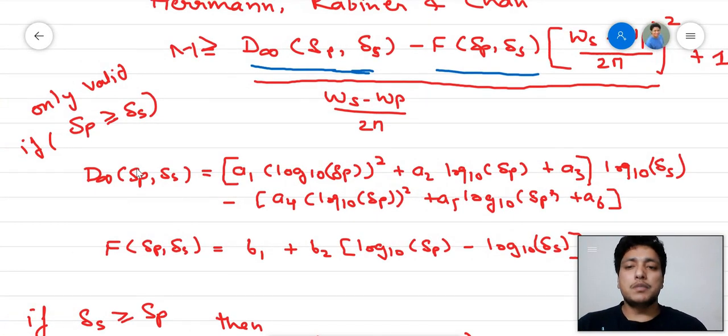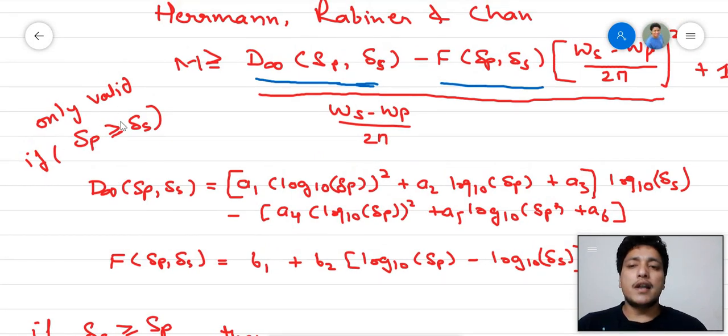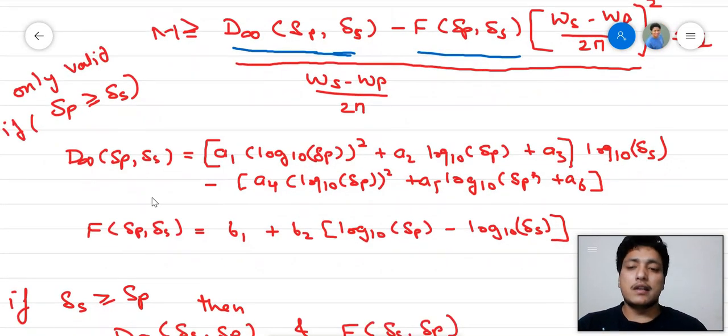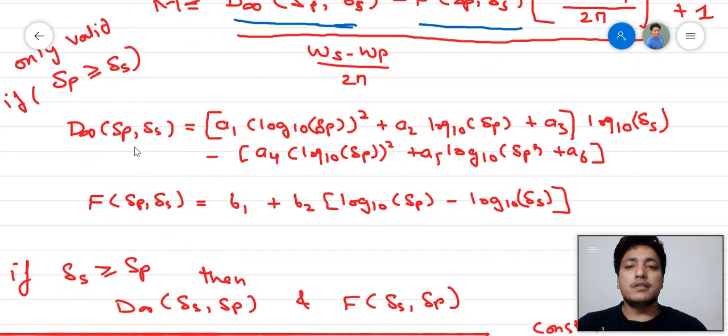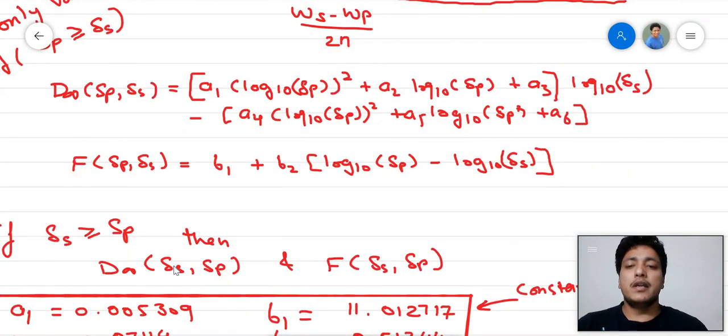Please note that the condition we have discussed in this part is only valid if delta P is greater than or equal to delta S. If delta S is greater than or equal to delta P, then simply the independent variables will change. That means d infinity of delta S comma delta P and f of delta S comma delta P. Then everything we have written in this formula will be true. We just have to replace delta P by delta S and delta S by delta P.